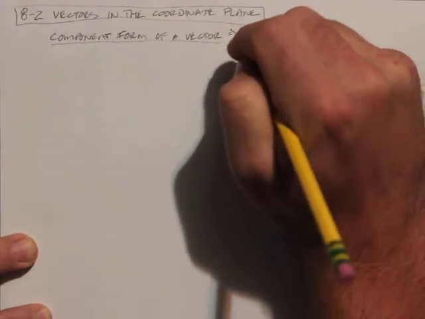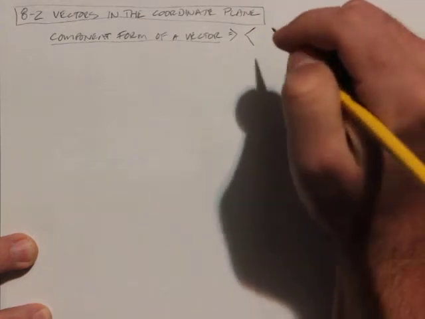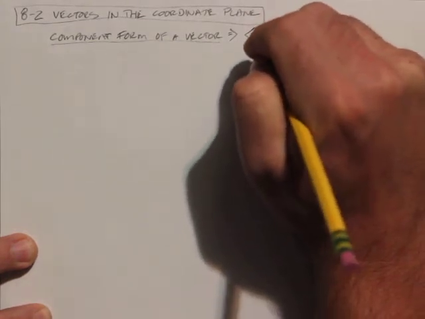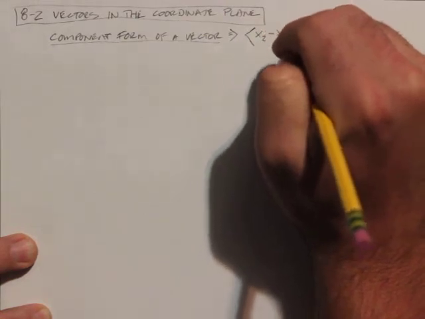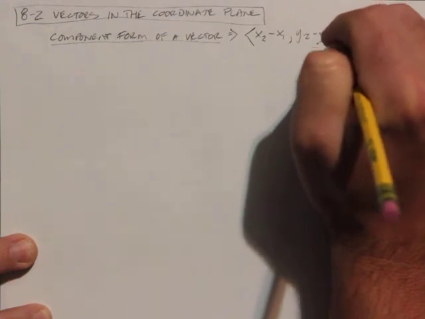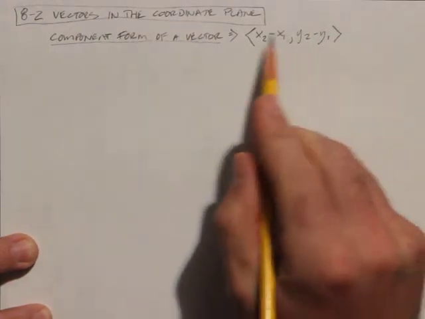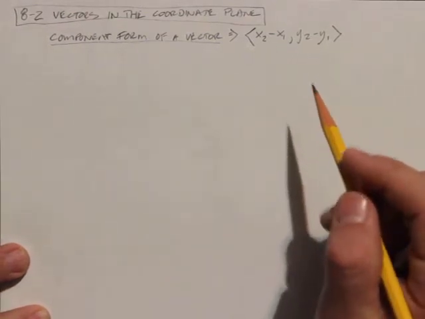Notice how I have this special parentheses here. x2 minus x1, comma, y2 minus y1. And this is how we're going to write the vectors here. You'll see it a little more clearly as we move on.